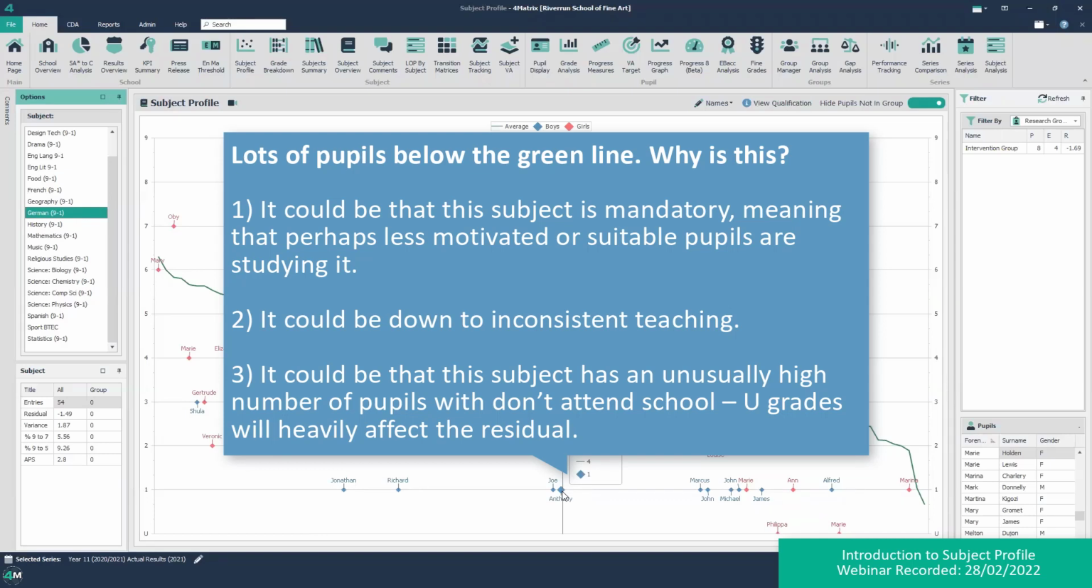It could be as simple as the subject has an unusually high number of pupils who don't attend school. So U grades will heavily affect the residual. Say they're just coming in to do English and maths, they're on track to get 4s in those, but U's for everything else. Every subject they're getting U's for will be heavily impacted by that.